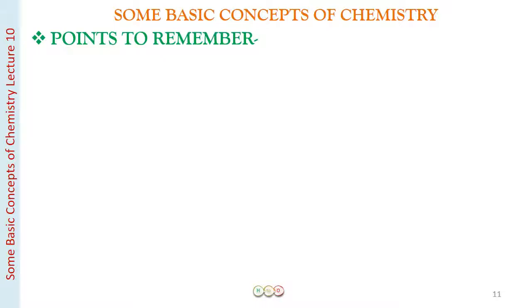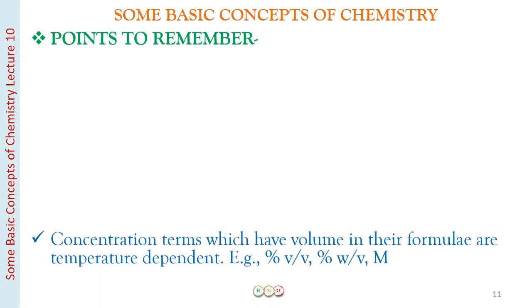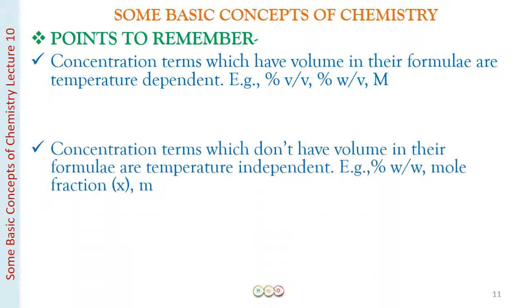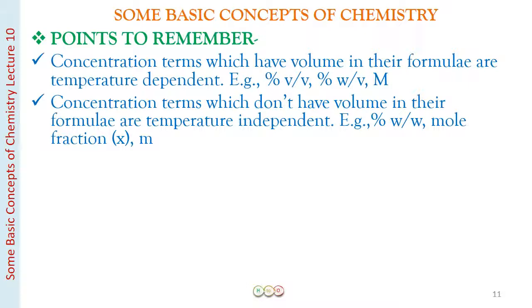Now, a few points to remember for you. The concentration terms which have volume in their formulae are temperature dependent. I have already discussed this with you, so please always remember this. This is very important. The examples being percentage V by V, percentage weight by volume, and molarity. And the concentration terms which don't have volume in their formulae are temperature independent. For example, percentage W by W, the mass percentage, mole fraction X, and the molality.